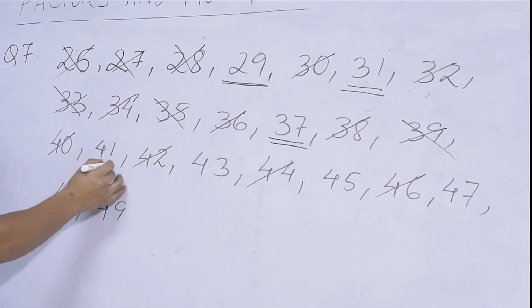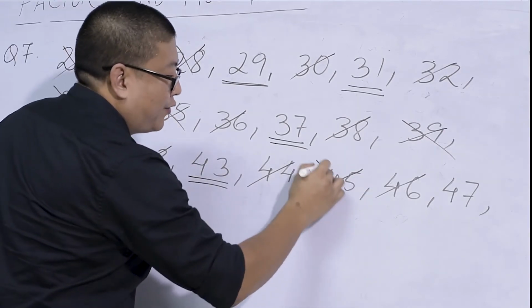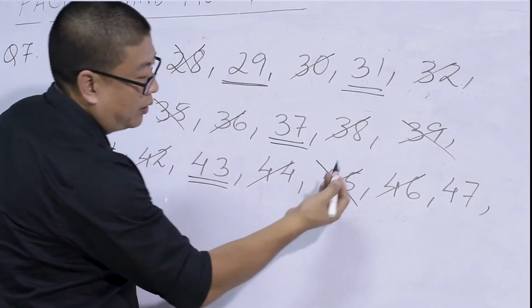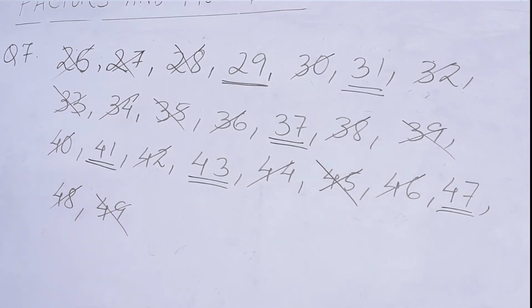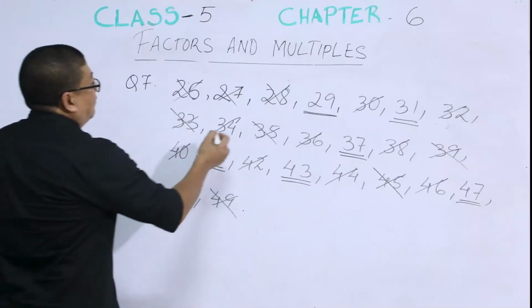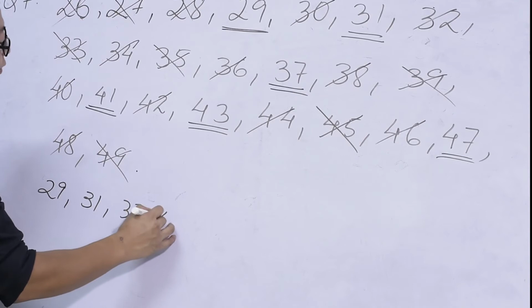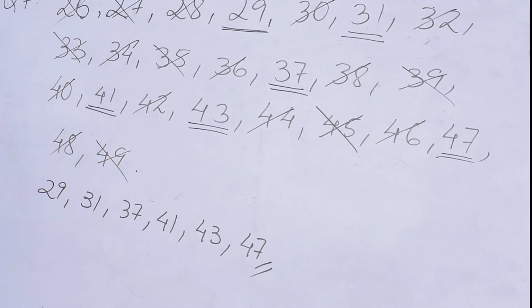If you look at 41, you can say that this is a prime number. 43 is a prime number. 45 is not a prime number because 1 into 45 will give you 45. 5 into 9 will give you 45. 49 is also not a prime number because 1 into 49 will give you 49. And then 7 into 7, right? So more than two factors. So we have listed 29, 31, 37, 41, 43, 47. These are the prime numbers between 25 and 50.